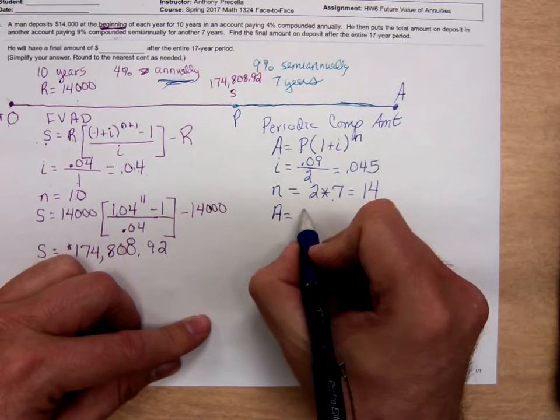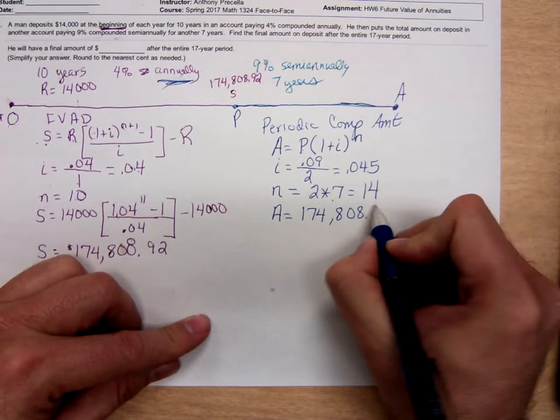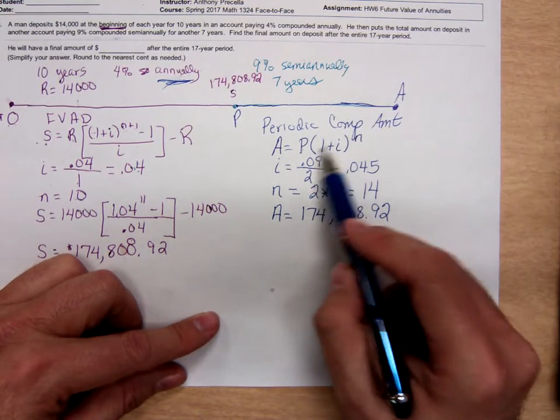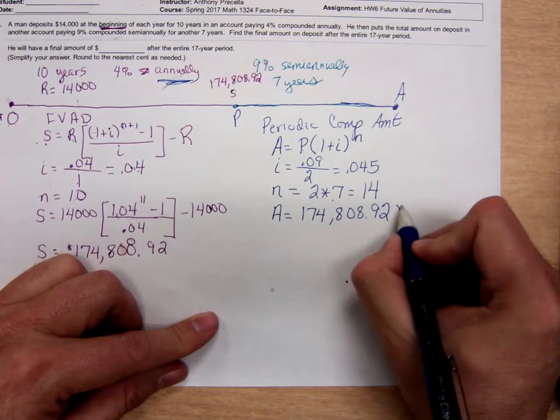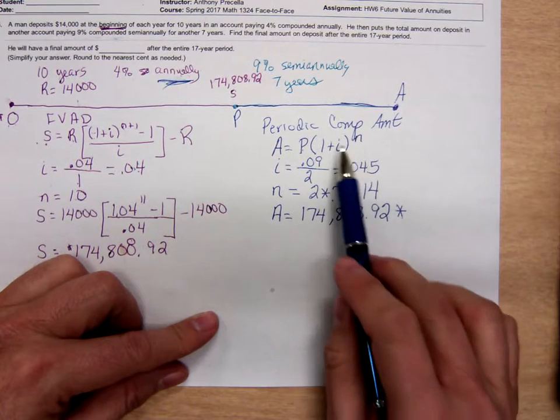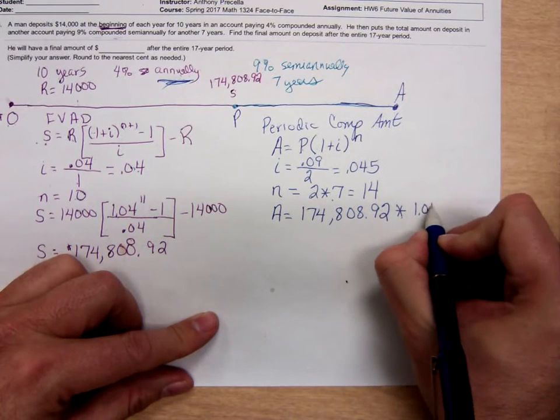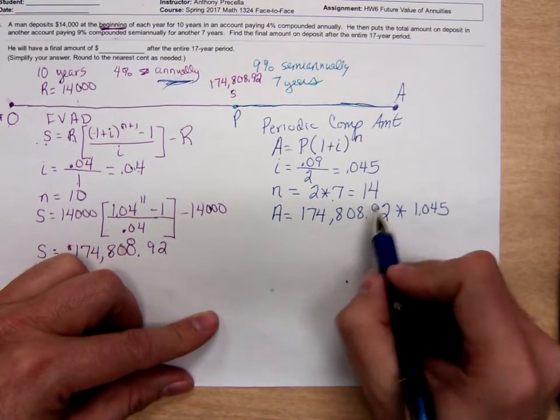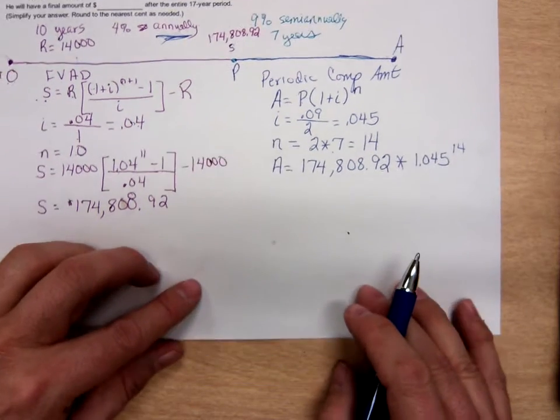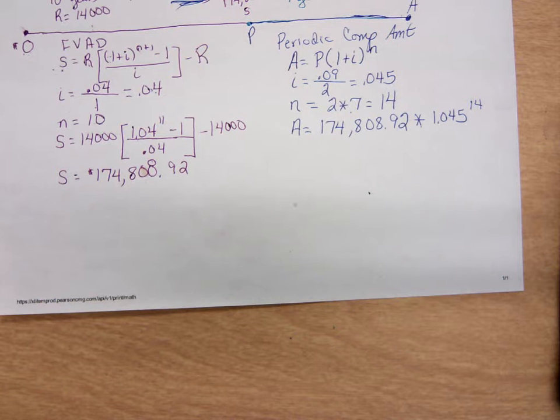So plugging in now, P is $174,808.92 times 1 plus I. Again, my desire to avoid parentheses, I'm just going to say times and do the 1 plus I in my head. 1 plus 0.045 would just be 1.045 to the n power, to the 14th power. And that's what I'm going to punch into my calculator.